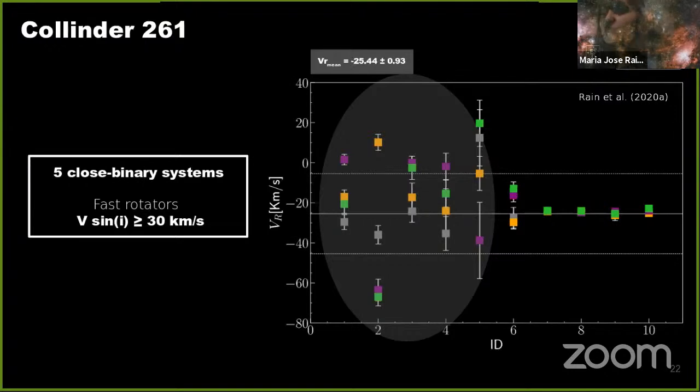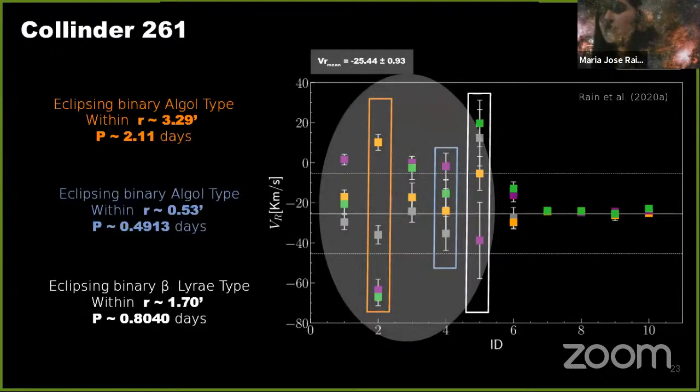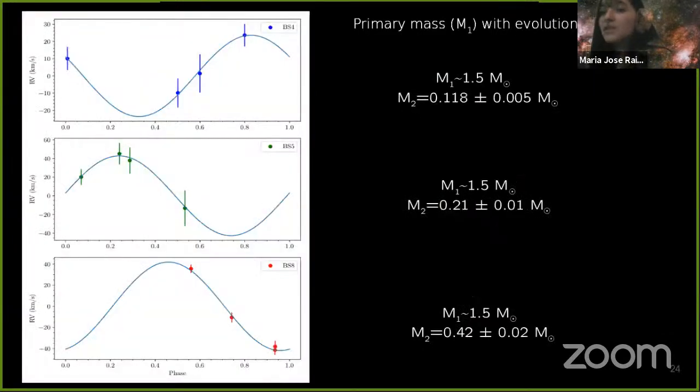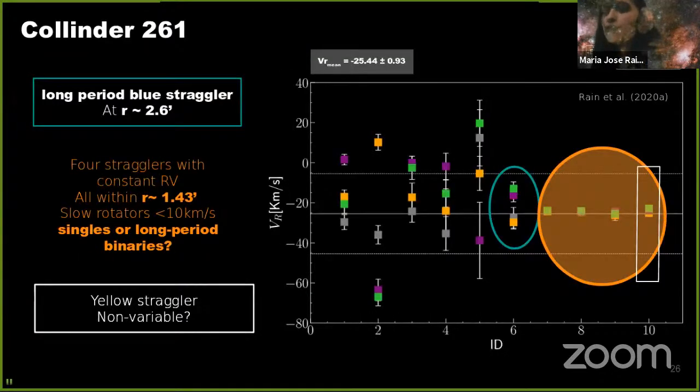The spectral velocities also allow us to obtain measurements of the projected rotational velocities. For this cluster in particular, we found 5 close binary systems, all fast rotators. For 3 of them, we calculated the masses of the secondary component. To fit the orbits, we used the periods reported in the literature and our radial velocity measurements. We estimated the masses of the primaries by orthogonally projecting isochrones, and we found values between 0.1 and 0.4 solar masses. We also found 1 long period binary, and in contrast, 4 stragglers with constant radial velocities, but they are all slow rotators, and among them, 1 yellow straggler.